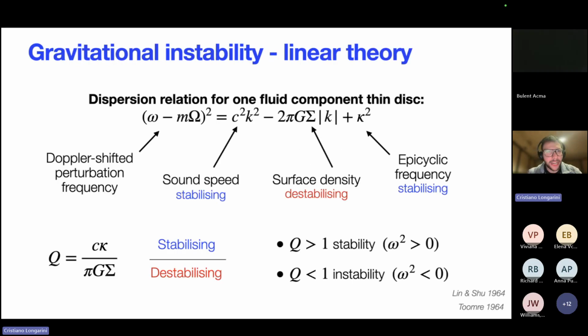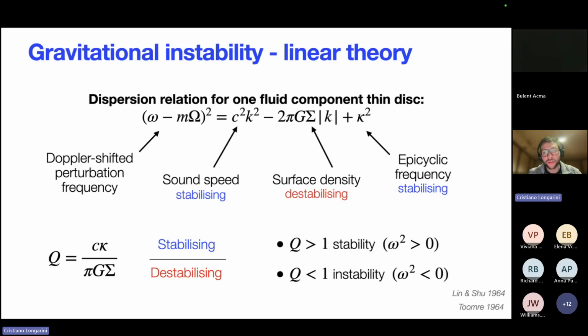Just a brief slide to summarize what I mean by gravitational instability. Gravitational instability is simply a linear hydrodynamical instability that takes place in a self-gravitating system. This is the dispersion relation for such a self-gravitating disk. I don't want to go into the detail of this, but what's important is this parameter that I wrote at the bottom of this slide, the Toomre Q parameter, that is basically measuring the likelihood of a disk to be gravitationally unstable.